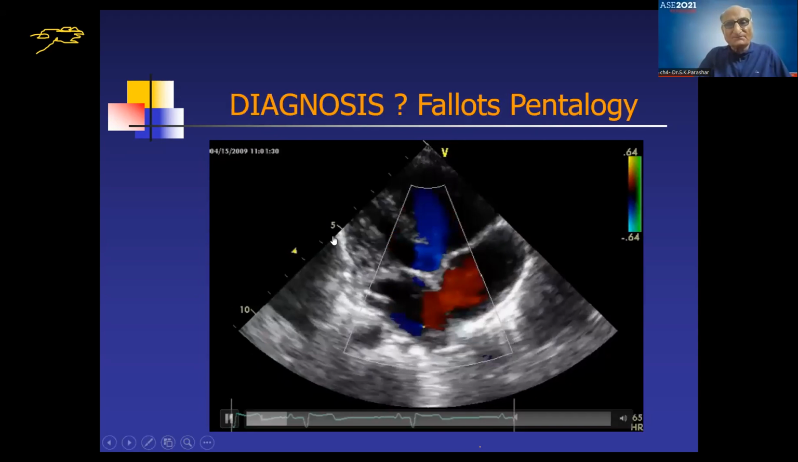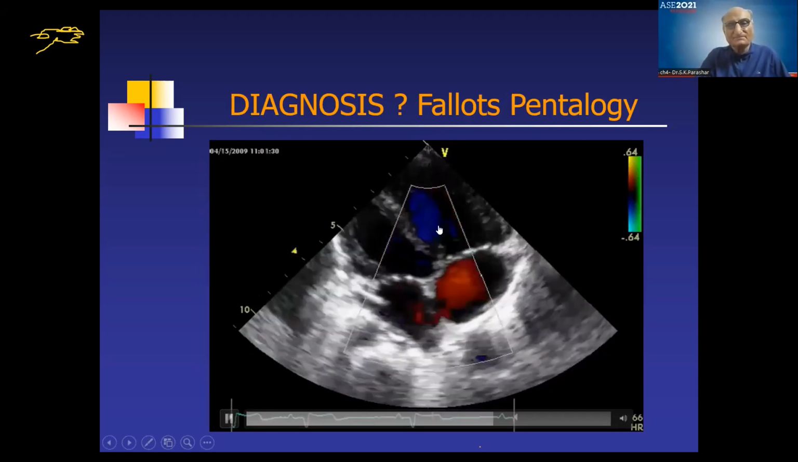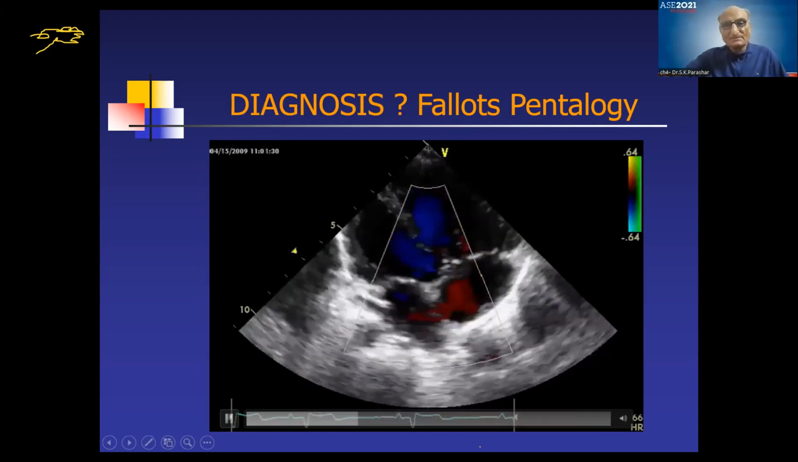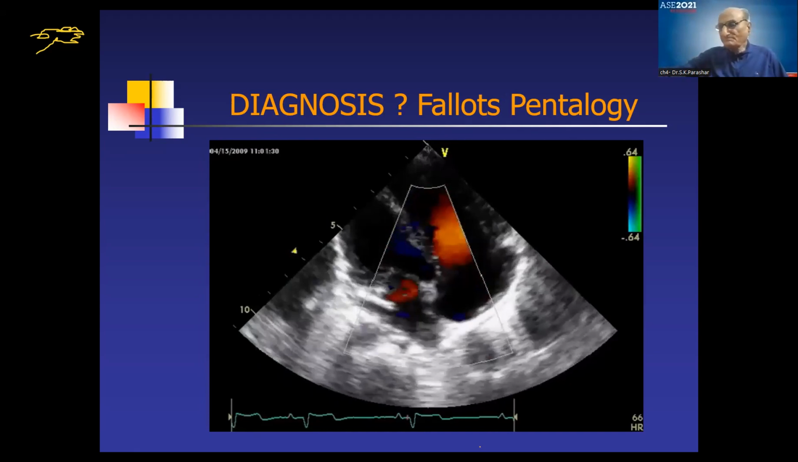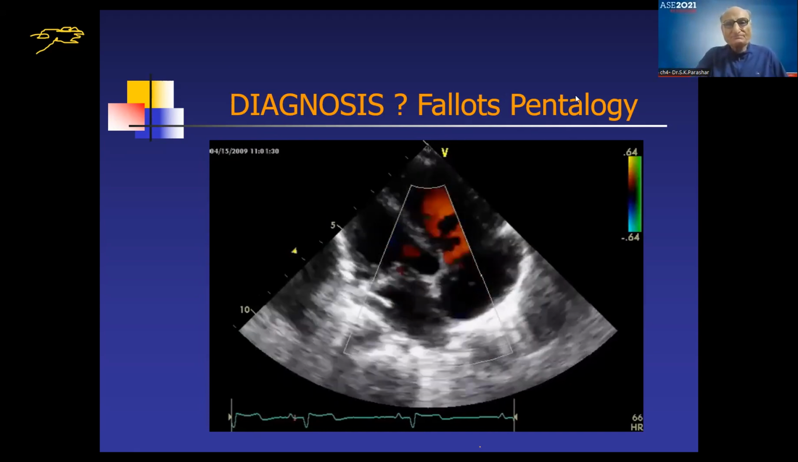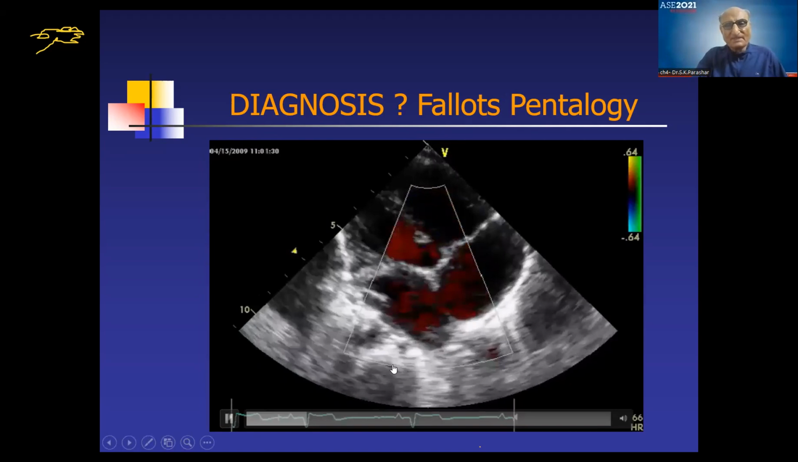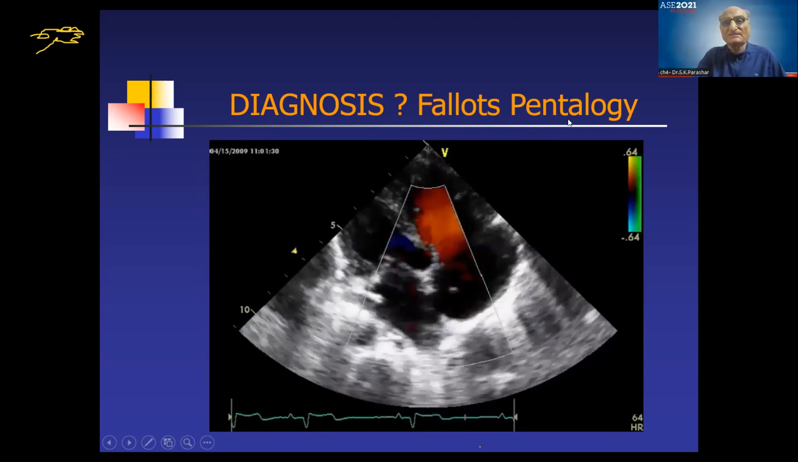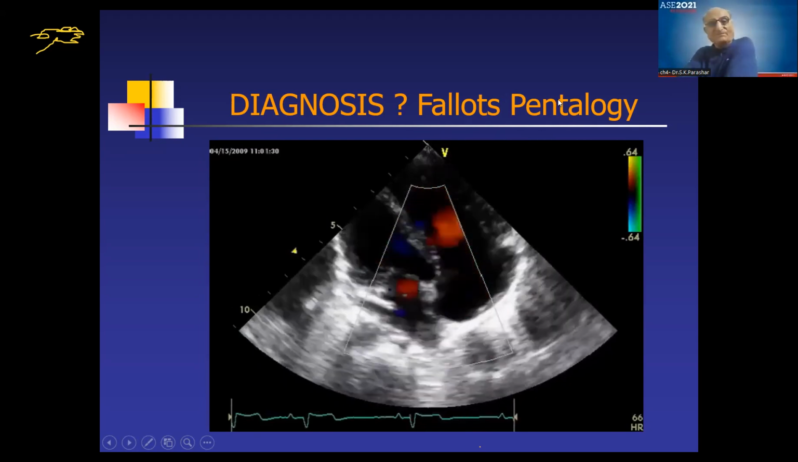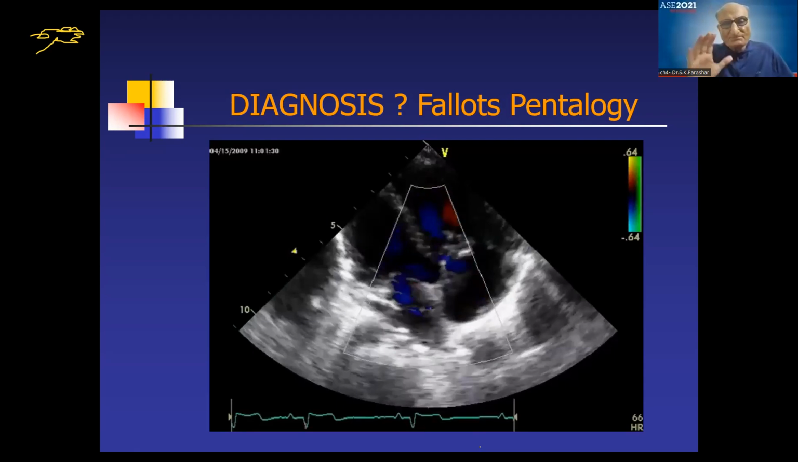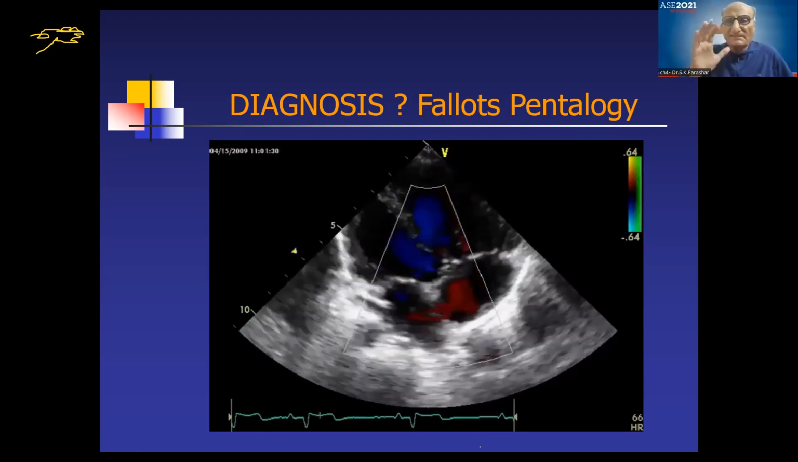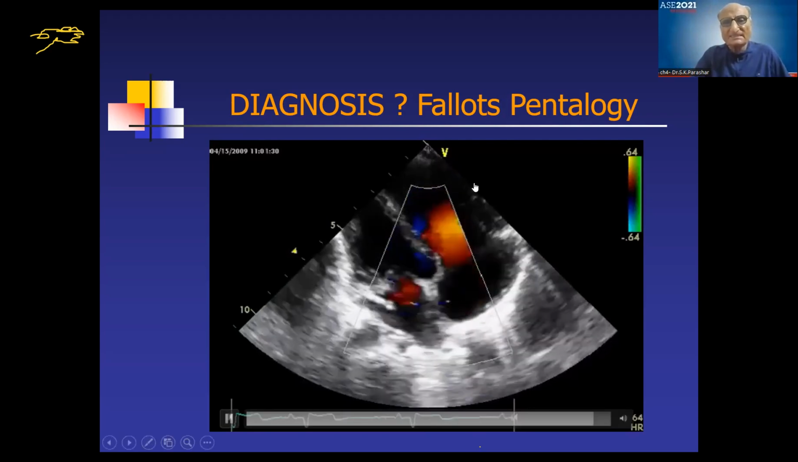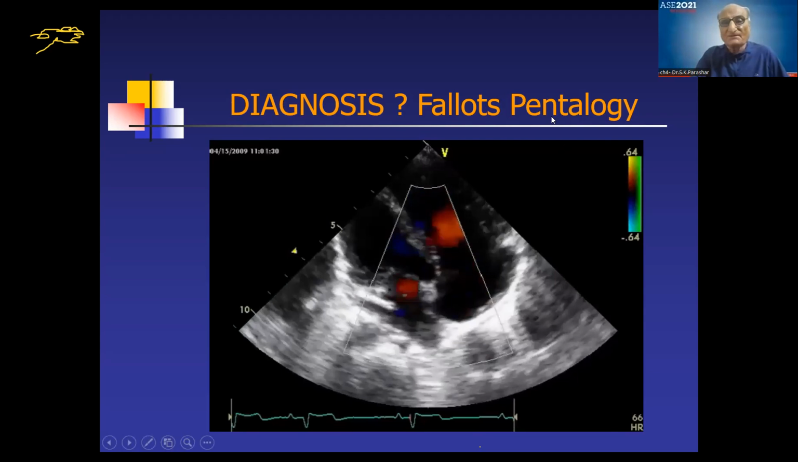In the same patient, by slightly modifying the view, you see this is the left atrium, right atrium, and you see the flow going from left atrium to right atrium. So this is an associated atrial septal defect. So that means besides the four lesions, another lesion has been added, and that is the ASD. So this becomes Fallot's pentalogy. Instead of tetralogy, it becomes the pentalogy. So always examine all systems and look for any additional defect. If you had missed this ASD, you would have only labeled it as Fallot's tetralogy.